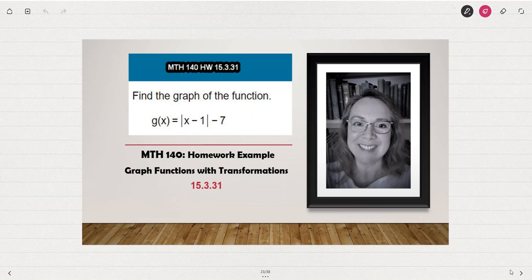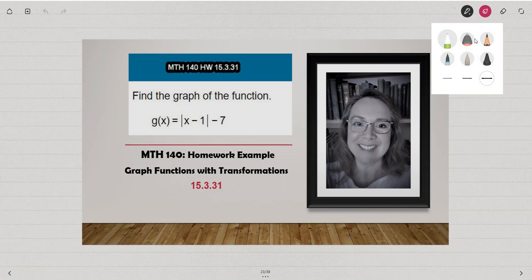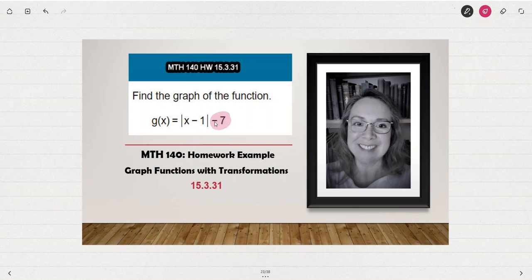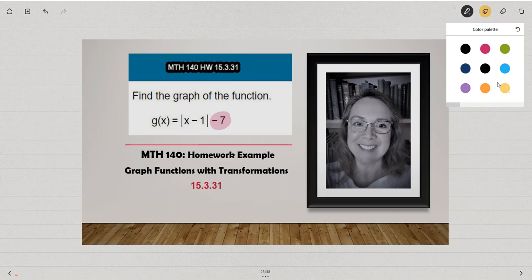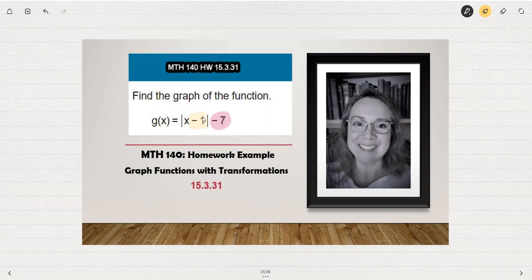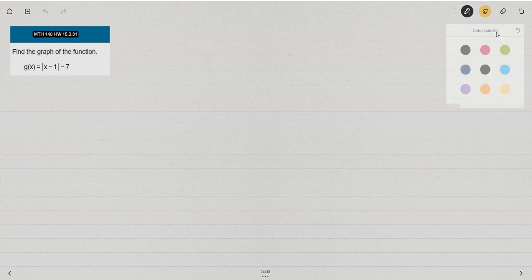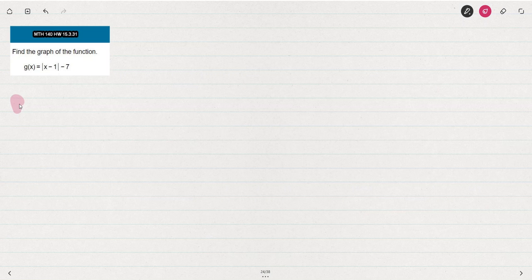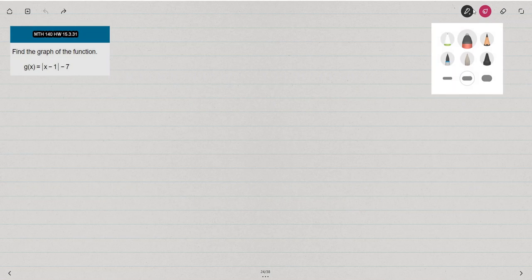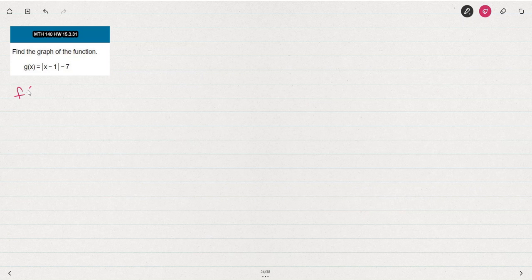Let me show you one more while we're talking about this, because here's another absolute value. And this one's a little bit different because we've got that vertical shift of 7, but this is a negative 7, so we're going to go down 7. But then it also has a horizontal shift. This minus 1 is actually going to tell us to transform the function right 1. So let's start again with this f of x equals the absolute value of x.